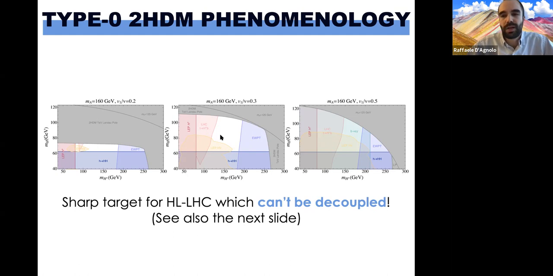And so if you look at projections, you'll see that it's almost guaranteed that high luminosity will either see or not see this kind of model. I mean, either see it or exclude it.